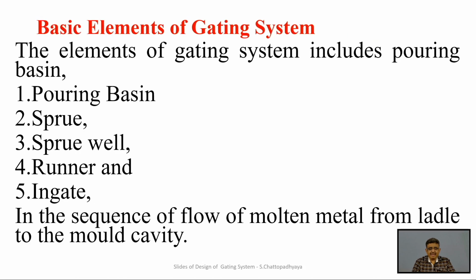The basic elements of gating systems are, first, the pouring basin as a buffer, then the sprue, the well, then the rectangular channel called the runner, and from the runner the ingate. The molten metal flows from the ladle through these serially in this direction.